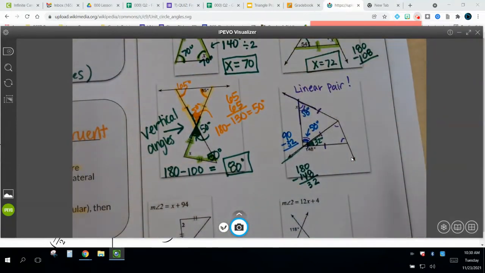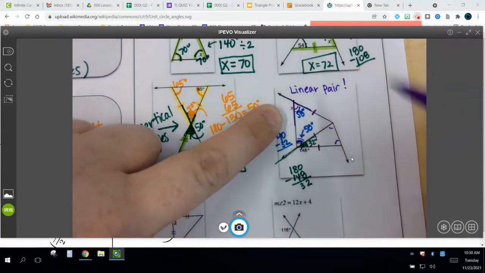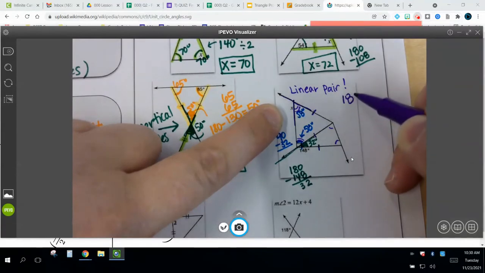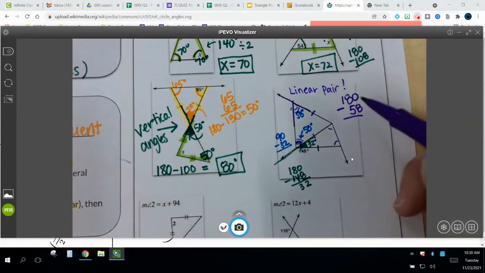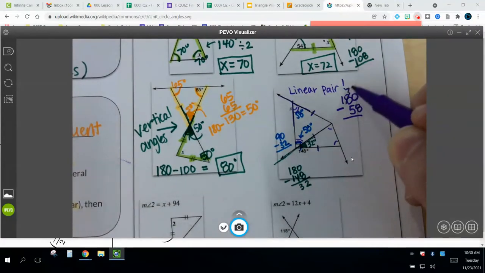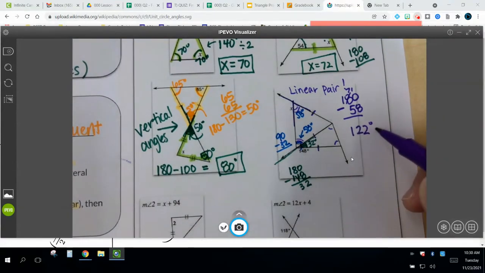Those two angles are the same, which finally brings us up here by x, where we want to find. We know these two angles add up to 180. So if we do 180 minus 58 degrees, that's going to give us what? A 122 degree angle for x.